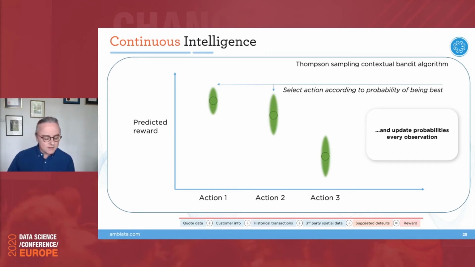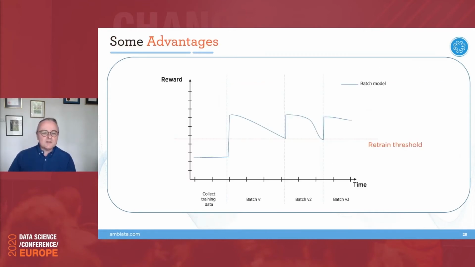Now, there are some advantages to these sorts of approaches. This is a plot of reward over time with 4 different periods. For a batch model, initially you know nothing. So you collect some training data and your outcome is not great because you're basically doing random selection. Then you train a model and the reward you collect is good, but it will slowly tail off as the environment changes. You retrain it once you hit some retraining threshold, and perhaps there's another change in the environment that makes the model worse more quickly, and you retrain again, and so on.